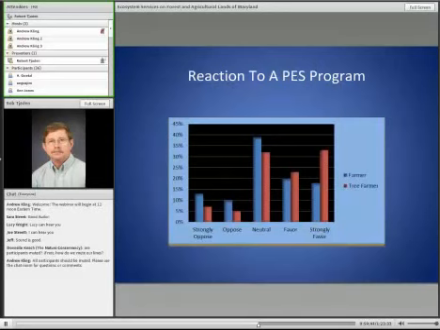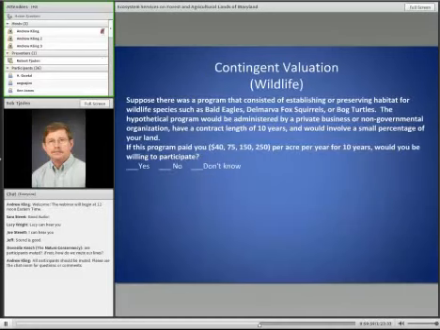Then we said, okay, we're going to enter dollar values into this now. Before, we just talked about a program. What is your reaction? So here, we focused this question on wildlife, and we said that same thing. Suppose there's a program for endangered species. This hypothetical program would be administered by a private business or NGO.